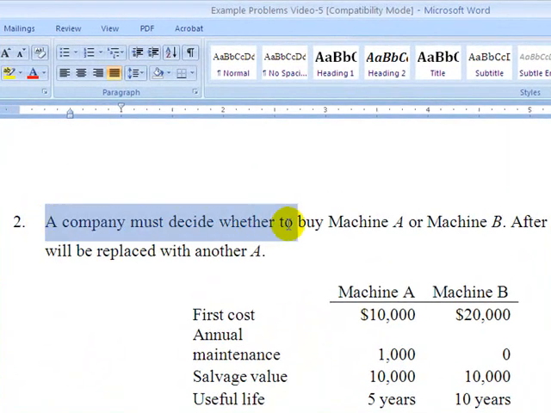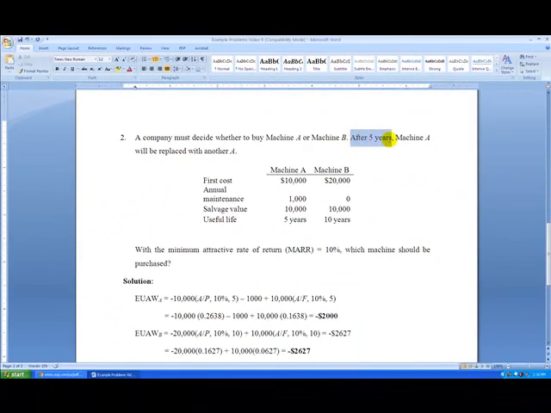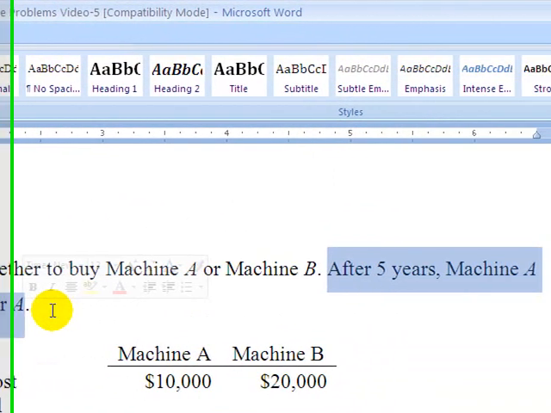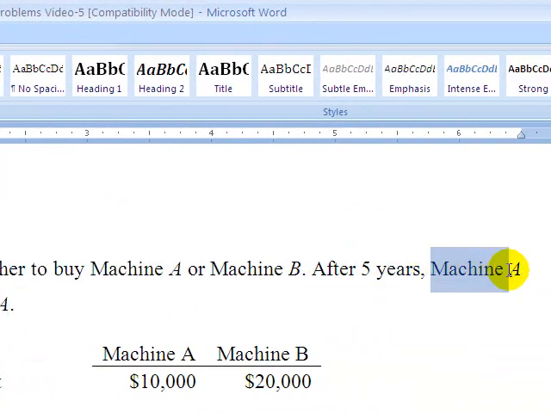A company must decide whether to buy machine A or machine B. After 5 years, machine A will be replaced with another A. So now there is a decision making problem. There are 2 machines, and we need to select one of these 2 machines. From the way the problem is written, after 5 years, machine A will be replaced with another A. That means it looks to me that machine A has a life of 5 years, right? Nothing is said about machine B, so we will assume that it has a longer life than machine A.